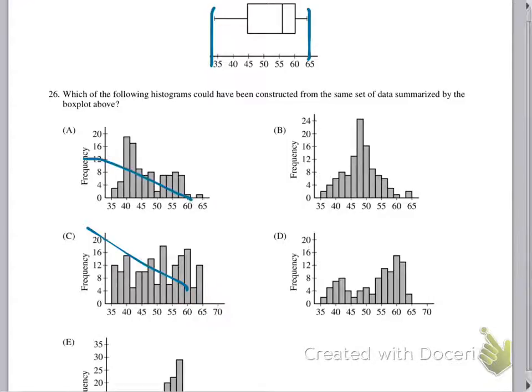Okay, E looks like it's skewed to the lower numbers, but it's got some gaps and outliers in it, if you really were to go see that. And B looks kind of symmetric, all right? So the answer is D.